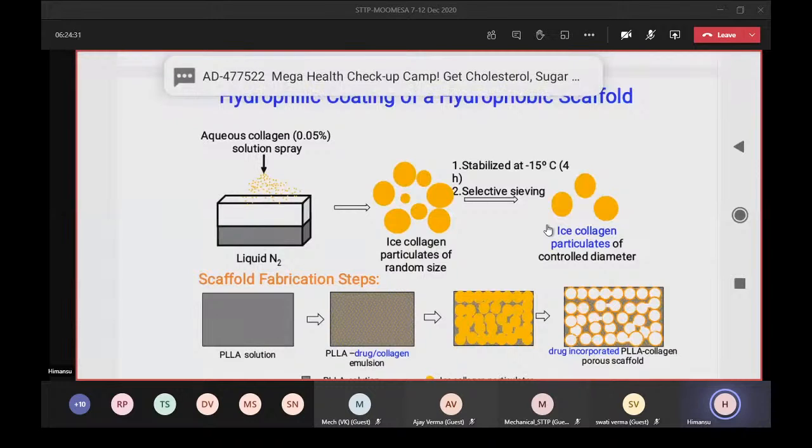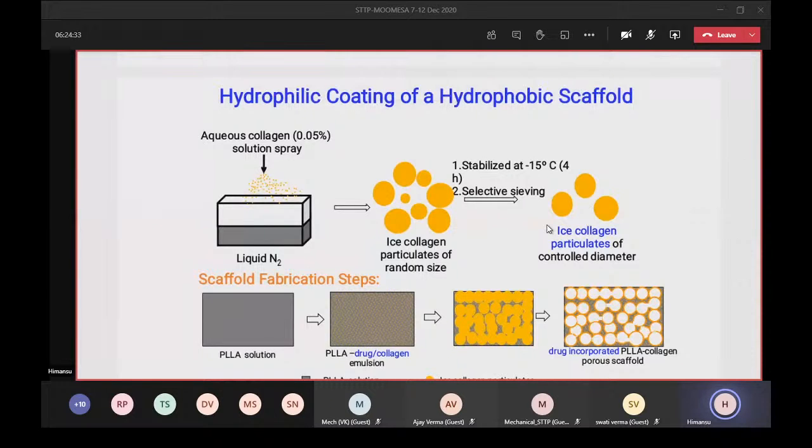Then we control the ice particle size. For example, for bone engineering, I need 425 to 500 micrometers, because it is an optimization. So we need 400 to 500 micrometer size particles. That means I have to use a sieve in that range. Then I sieve it, collect the ice particles, and mix them with my PLA solution. The PLA solution contains a drug or a growth factor, and collagen solution. This is the initial emulsion.